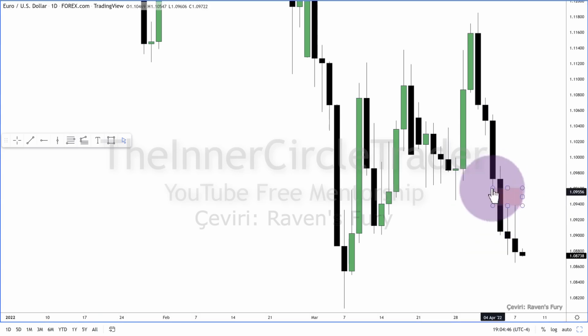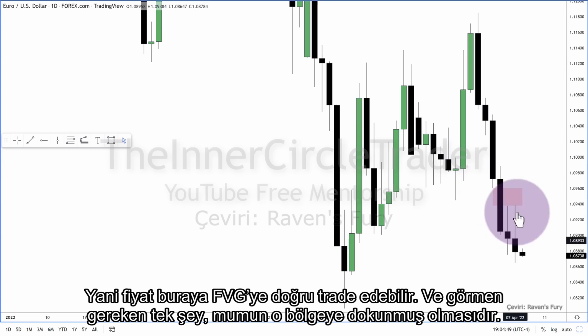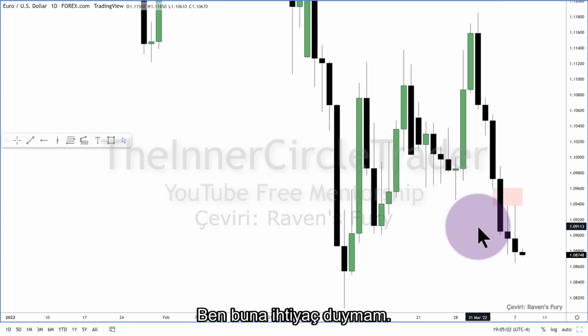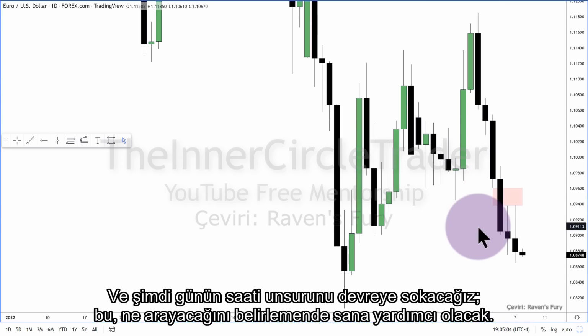You have a fair value gap here. So it can trade up into that, and all you have to see is that candle traded to there. Now, you can be greedy and try to trade all the way up into the middle point or deep into it, maybe in complete closure. I don't need that. And we're going to bring in the element of time of day and how that helps you decide what you're looking for.